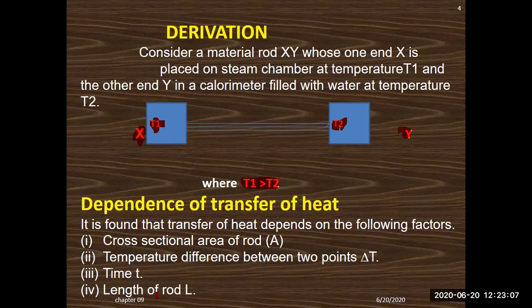And there is a relation with the length. The more the length, the less heat will be transferred. So again, these are the four factors: cross-sectional area of the rod, temperature difference between the two ends, time taken to transfer heat from X to Y, or from T1 to T2, and the length of the rod.